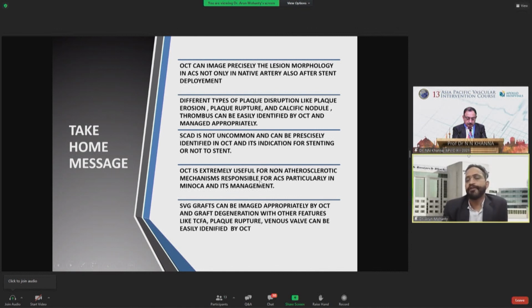OCT is extremely useful for identifying non-atherosclerotic mechanisms, particularly for MINOCA and its management. SVG grafts can be imaged appropriately by OCT. Graft degeneration with other features like TCFA, plaque rupture, and venous valve can be easily identified.